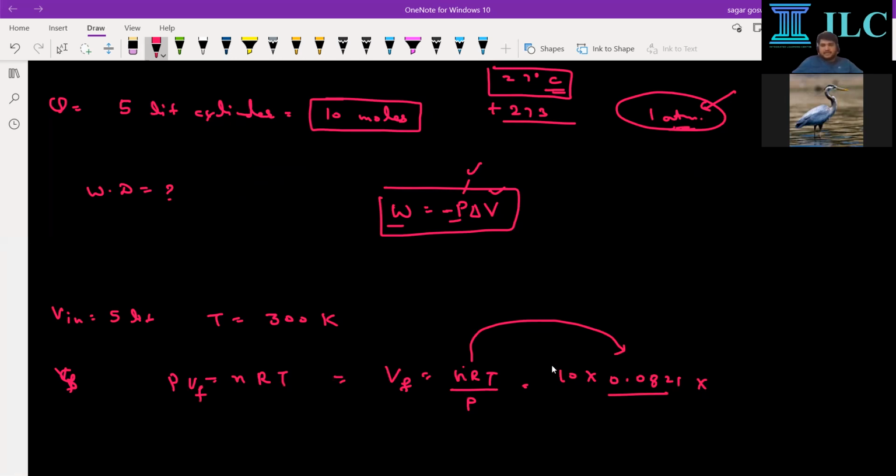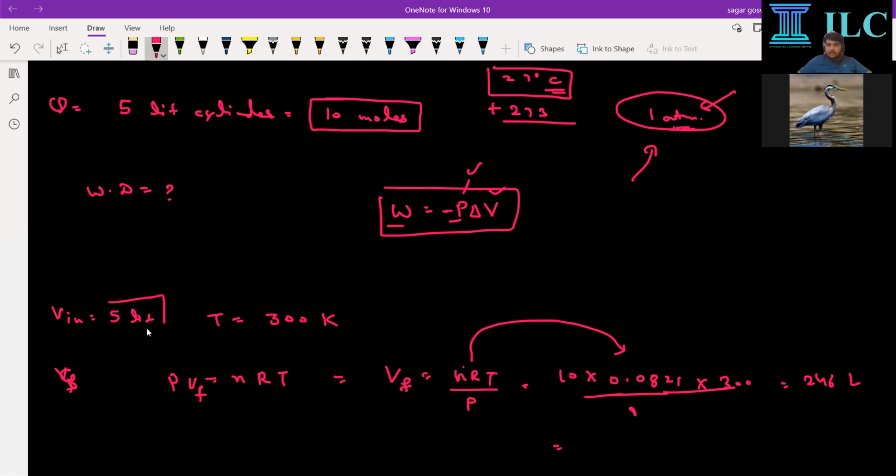And T is the temperature, it is 300, divided by the pressure, which is 1 atmosphere. So what is the final volume? Definitely the final volume should be less than the initial one, because the initial volume was completely filled. So 300 times 0.0821 times 10, that's about 246 something. Yeah, 246 something is coming.